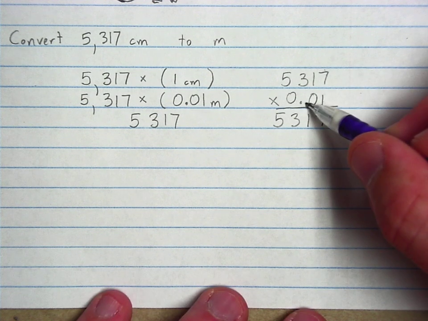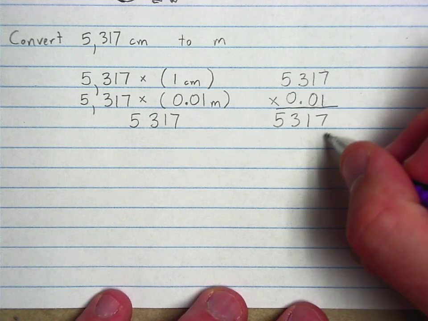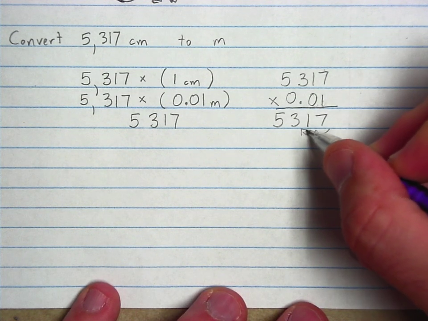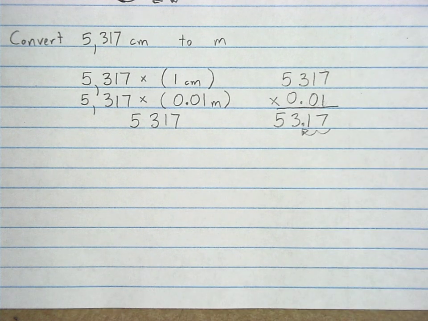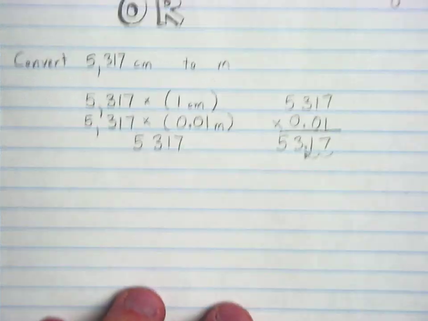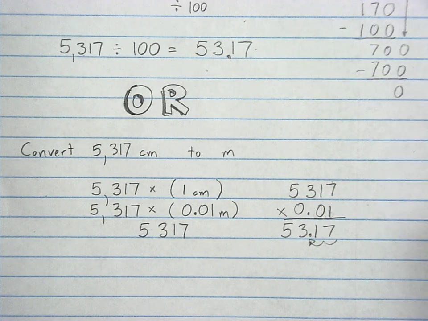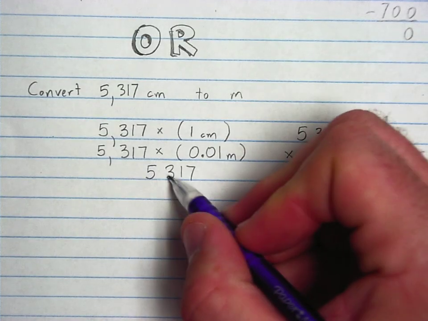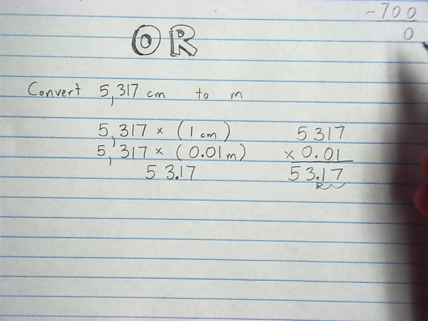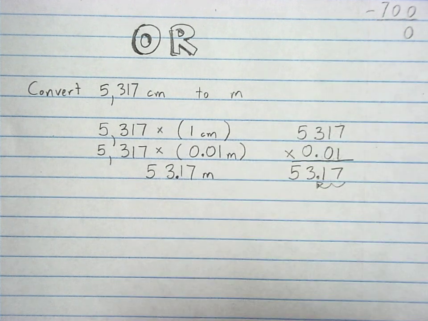Once I've multiplied, I count the decimal places. 1, 2, 1, 2. I bounce it over one spot that way. 53 and 17/100ths. It's the same as what we had up here. 53 and 17/100ths meters.